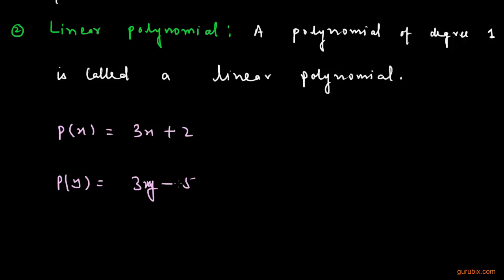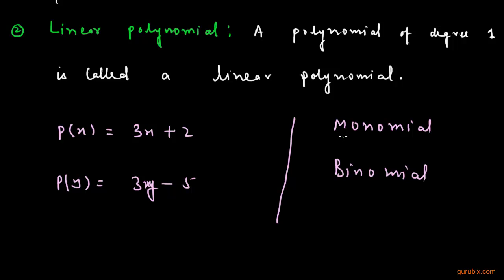This is also a linear polynomial, and a linear polynomial can be a monomial or a binomial. You can see that a monomial can be p(x) is equal to 2x, or a binomial, you can say p(x) is equal to 3x plus 9. Here there are two terms, so this is a binomial, and here is a single term, so this is a monomial.